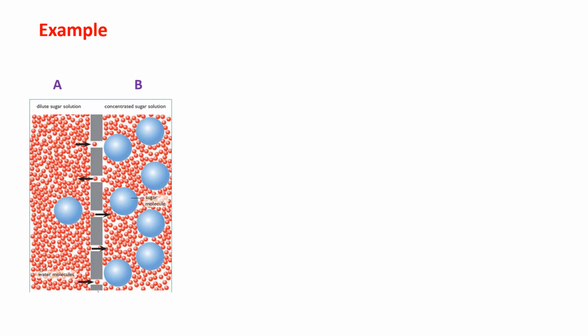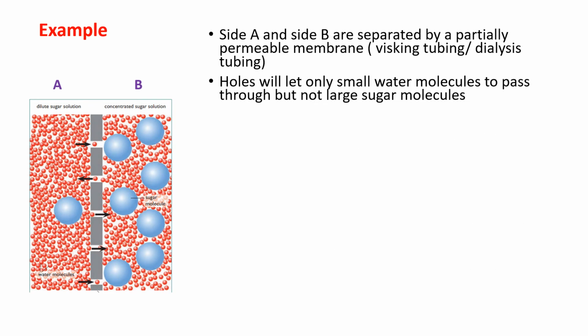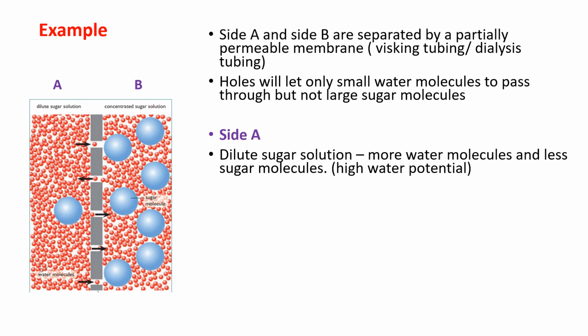Let's look at this example to understand more about osmosis. Side A and side B are separated by a partially permeable membrane, which is also called a visking tubing or dialysis tubing when it comes to laboratory experiments. The holes in the partially permeable membrane allow only small water molecules to pass through, but not large sugar molecules. Side A contains a dilute sugar solution where there are more water molecules and fewer sugar molecules.